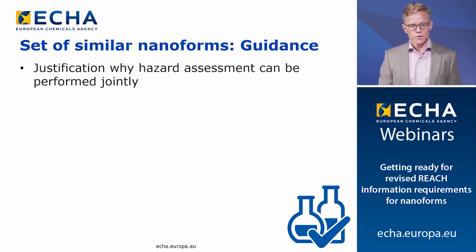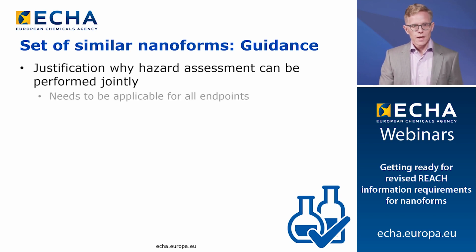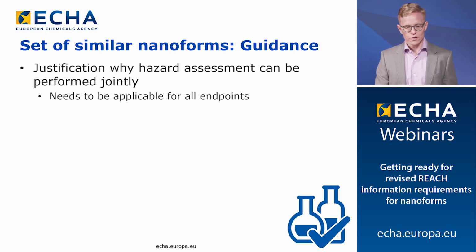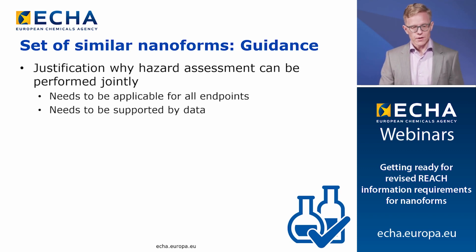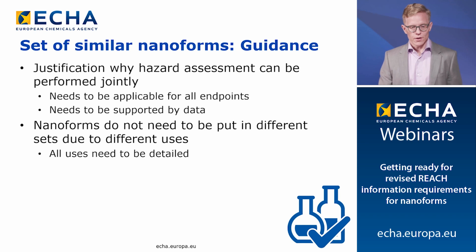The ECA guidance on nanoforms gives further advice on a justification for a set of similar nanoforms. In essence, the justification needs to show that the hazard profile for all the nanoforms in the set is the same, and that the data submitted for all the hazard endpoints is applicable for all the nanoforms in the set. The justification needs to be supported by data. The nanoforms with different uses do not need to be put in different sets of similar nanoforms, but all the different uses of the nanoforms in the set need to be detailed.